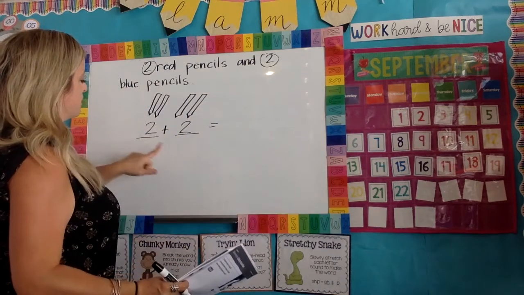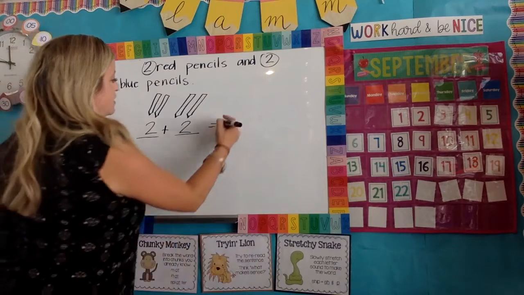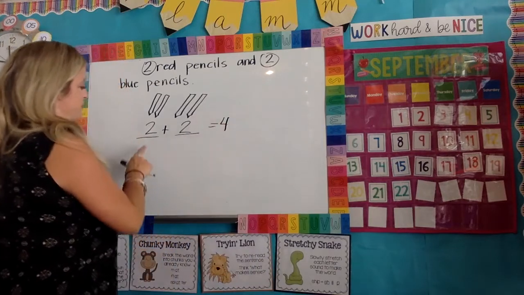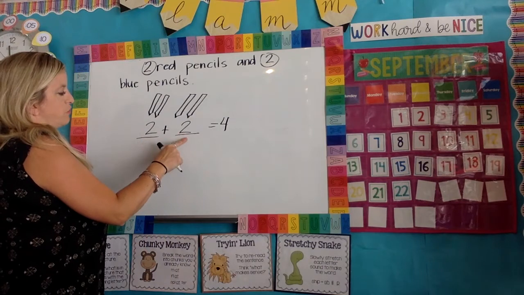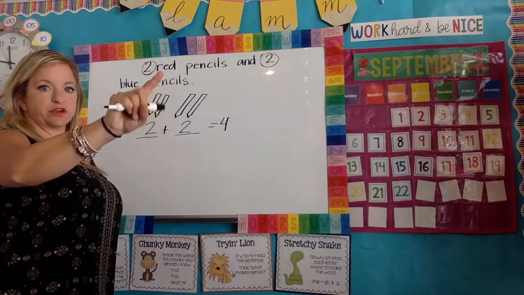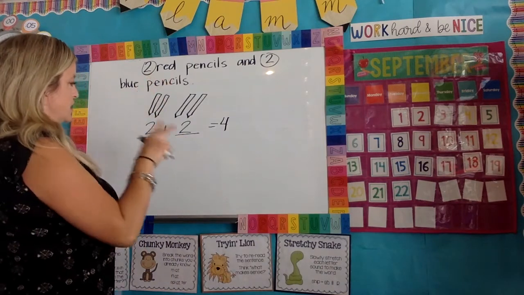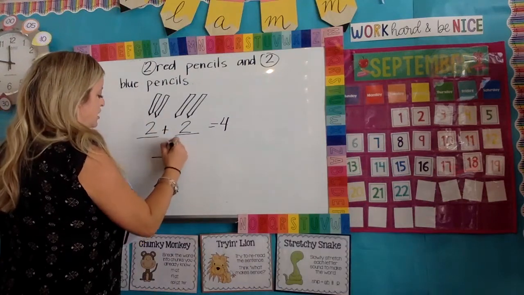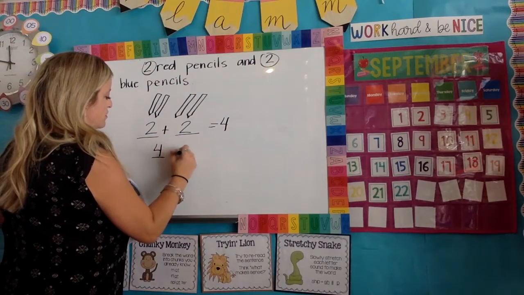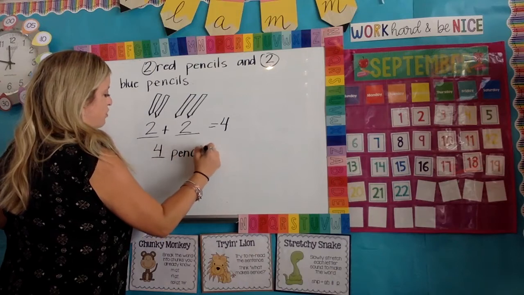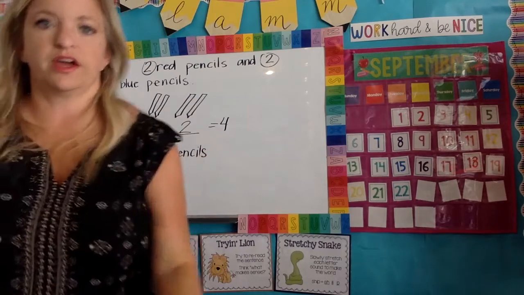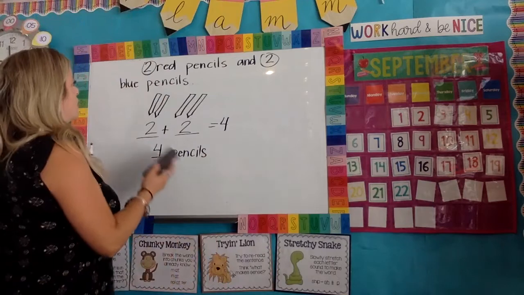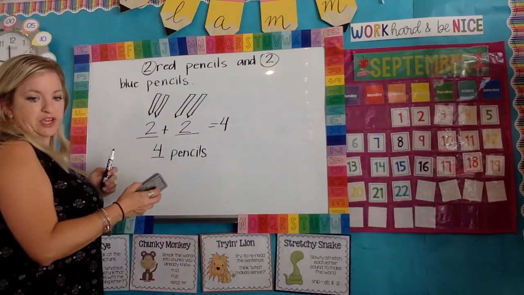So 2, 3, 4. I counted on. Remember that strategy from last week? 2, tap it out, 3, 4. 2, 3, 4. Okay, he has 4. Then you're gonna put on the line 4, and you're gonna tell us what we have 4 of, pencils. Okay, nice job. That is problem number 3.